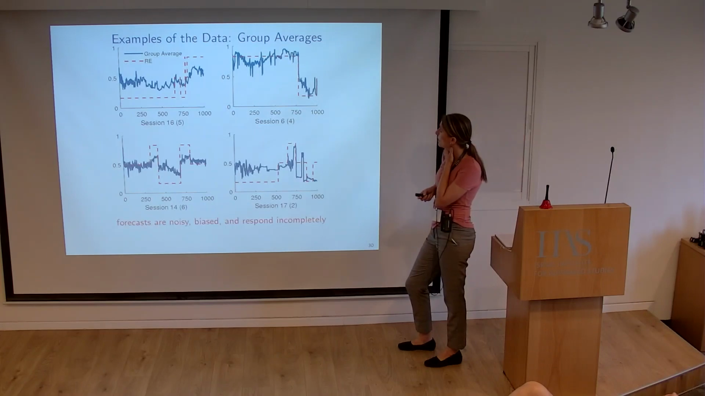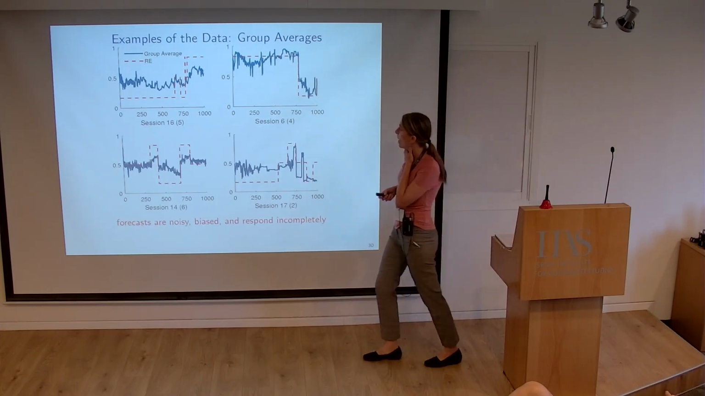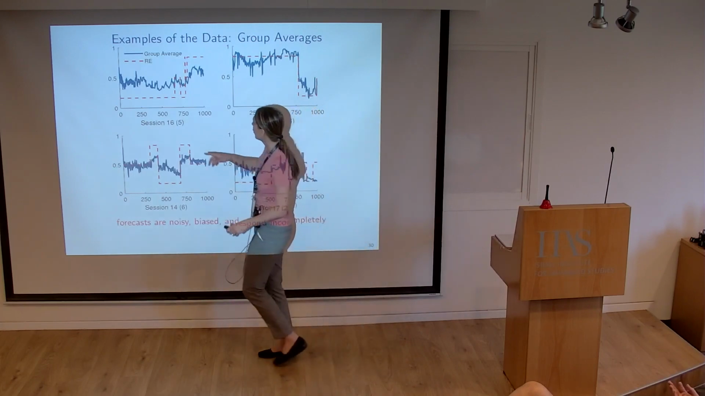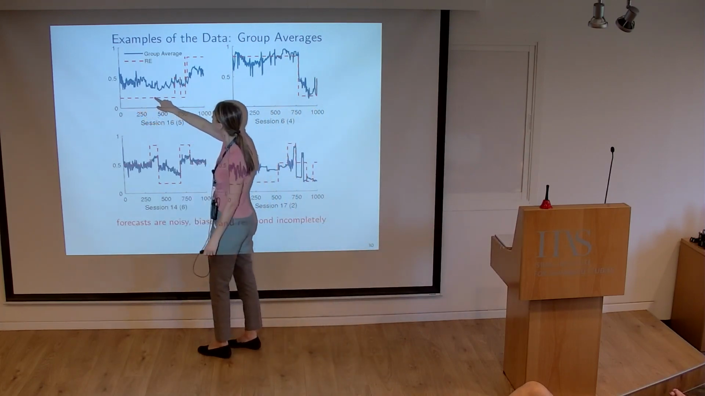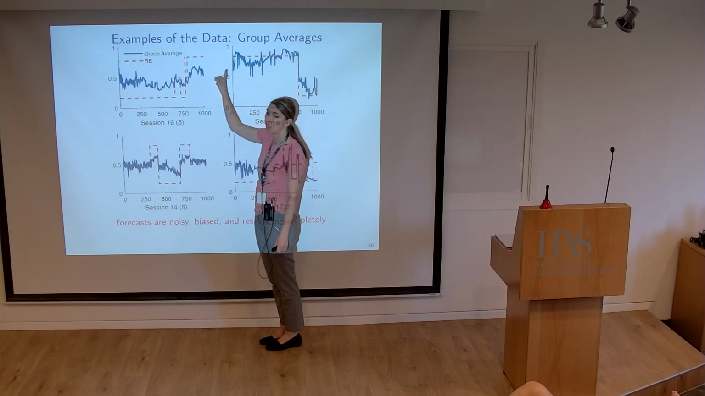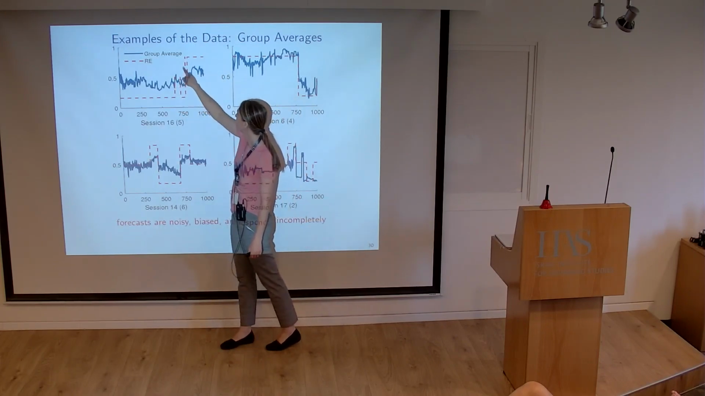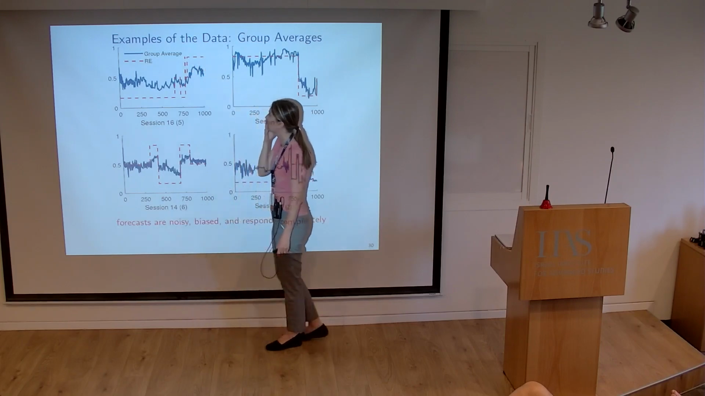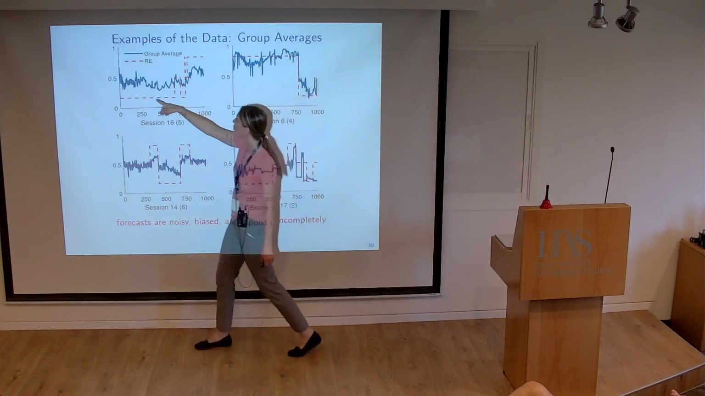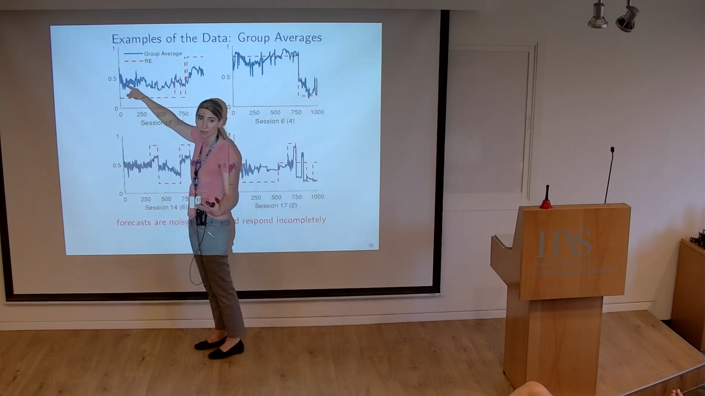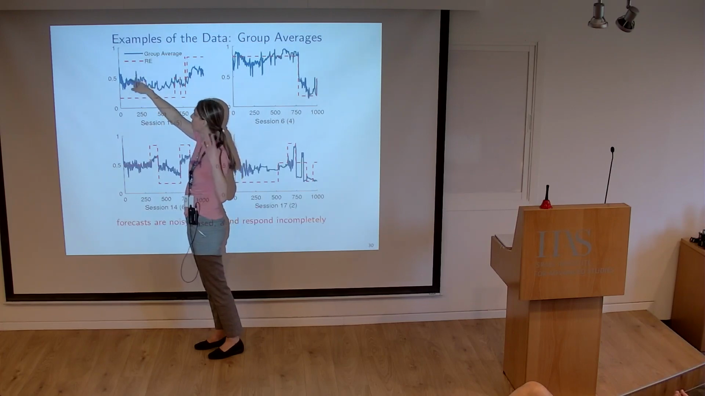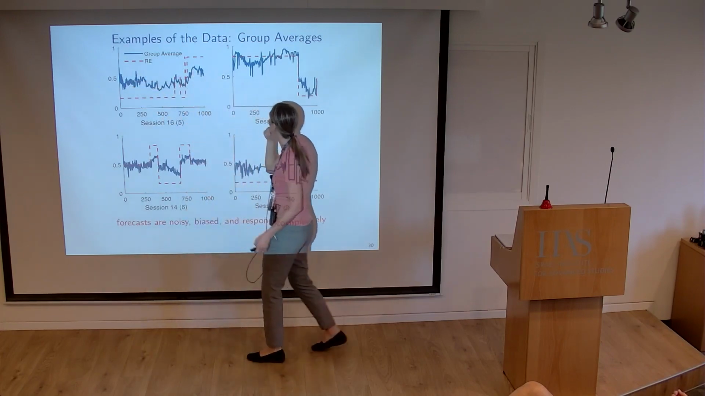So here's some examples of the data. These are group averages. Okay, so in red, I'm showing you the rational expectations optimal forecast. And you see how it shifts. This is telling you there've been shifts in the fundamental of these points. And in blue, I'm showing you the P hat, the B bar hat, the group average.